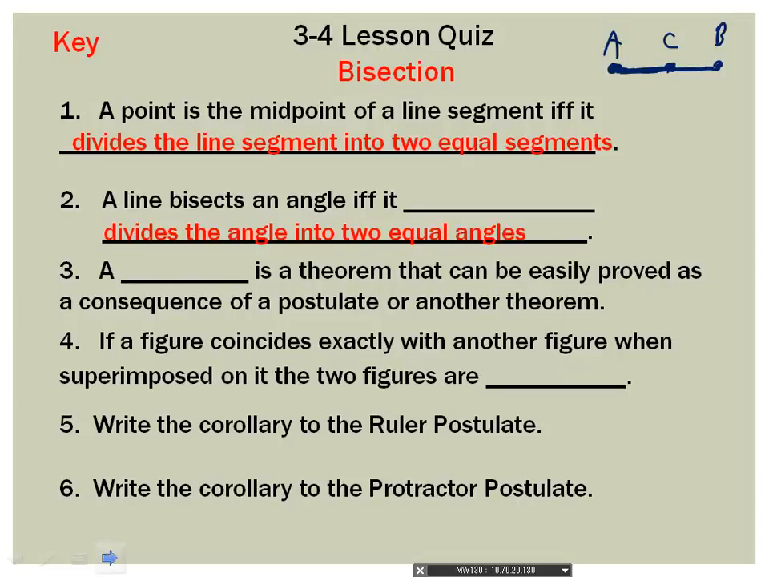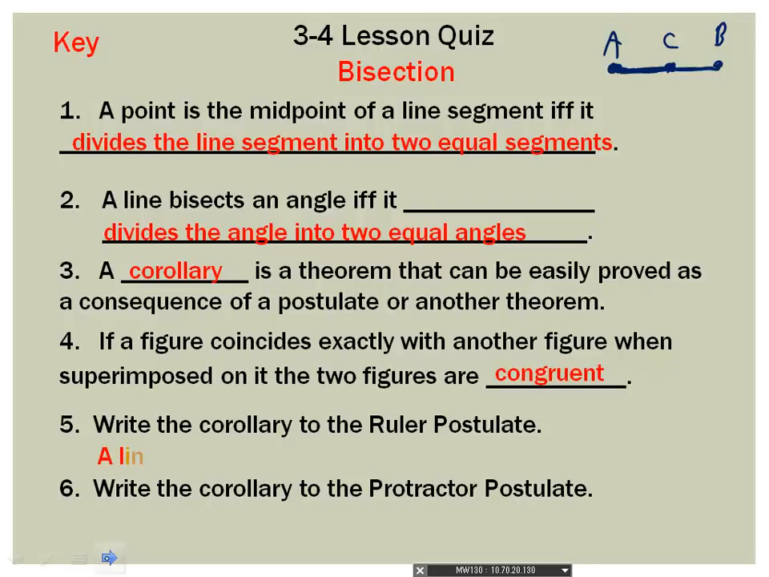A line bisects an angle if and only if it divides the angle into two equal angles. Okay? And some of this stuff you can recall, you've had a little taste of it earlier in the course. A blank is a theorem that can be easily proved as a consequence of a postulate or another theorem. That's a corollary. You want to be familiar with that word. It's kind of like a baby theorem, corollary. Number 4, if a figure coincides exactly with another figure when superimposed on it, the two figures are congruent.